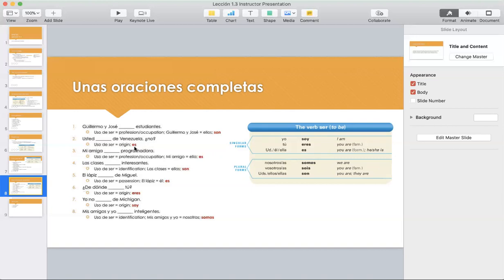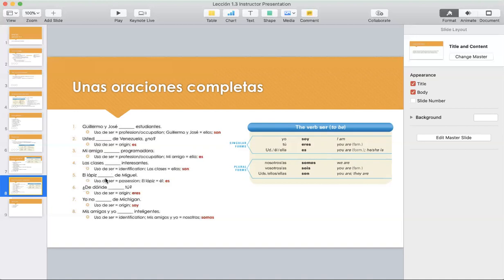We will say es. Mi amiga es programadora. My friend, we want to say she's a computer programmer. So we're going to use es. We want to identify and describe the classes. Las clases son interesantes. The classes are interesting.